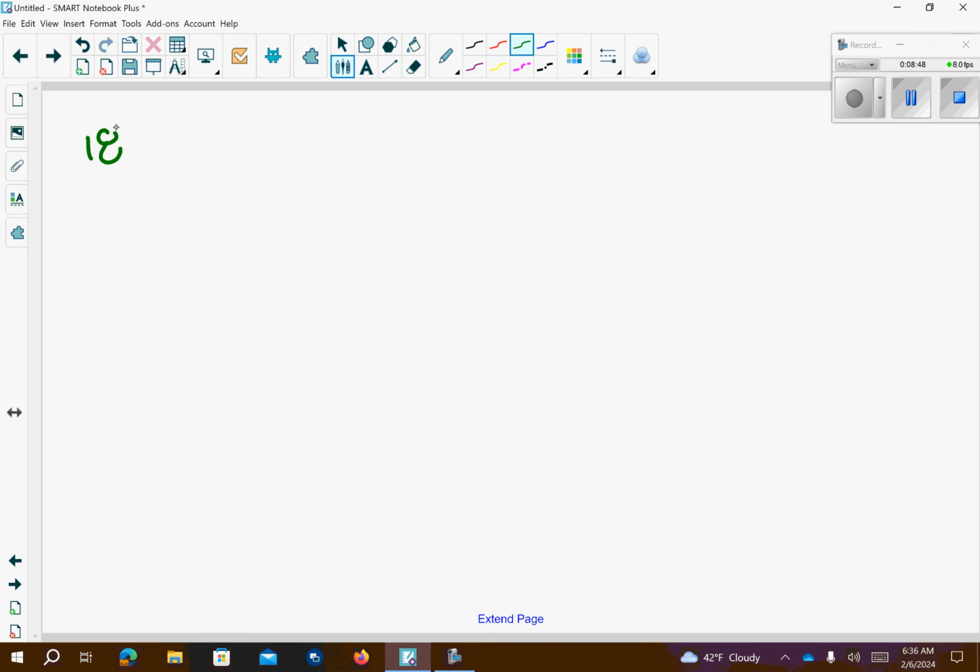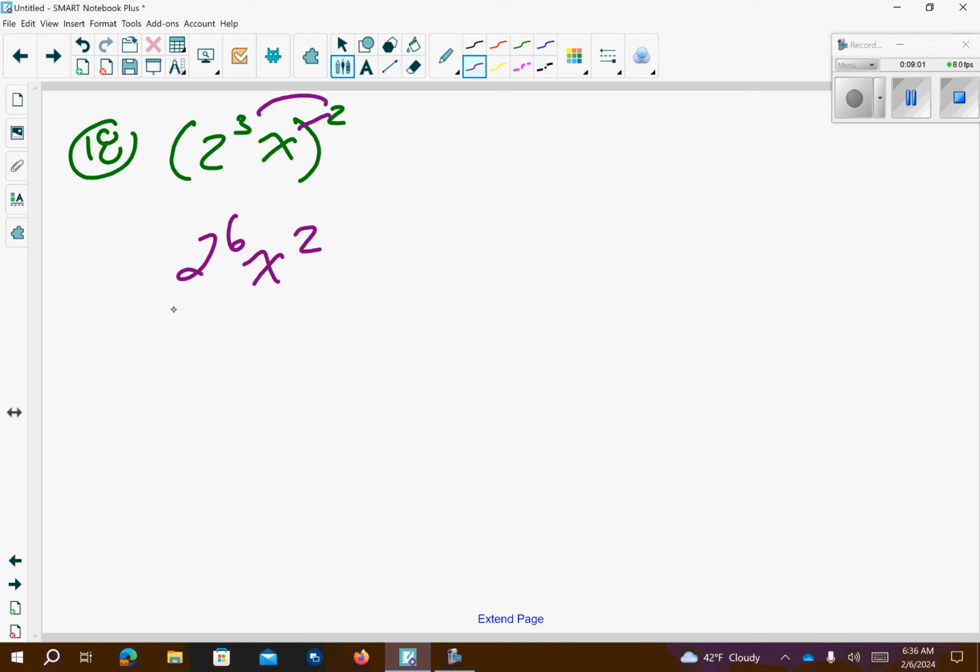Number 18, I get 2 to the 3rd x, the whole thing's squared. So let's distribute this in. So 3 times 2 is 6, so 2 to the 6th, x to the 2nd. You might want to leave 2 to the 6th as is, or you can go 2 times 2 is 4, times 2 is 8, times 2 is 16, times 2 is 32, times 2 is 64.